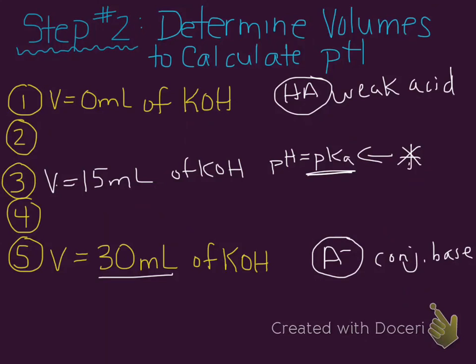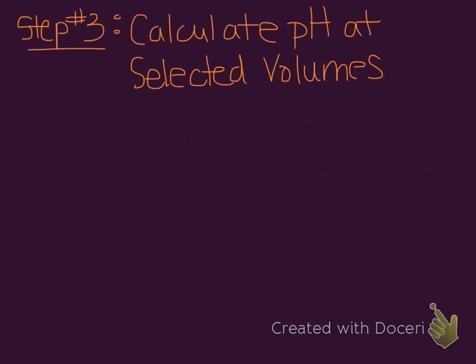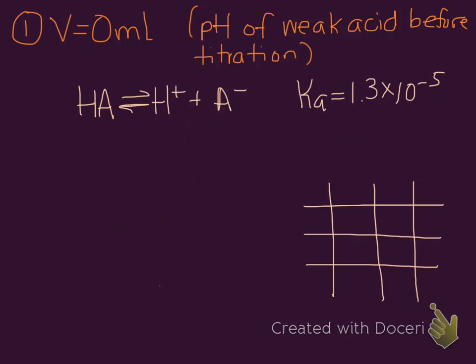2 other points that you're going to want to look at are going to be 2 areas in the buffer region, and you can pick those. So I'm going to stick with whole numbers just to make life easy. So I'll have volume is 10 milliliters of the KOH, and volume is 20 milliliters, and all 3 of these are going to be calculated the same way. They're all in the buffer region. Okay, so now our third step is to actually calculate the pH at selected volumes. So we'll walk through each one by one.